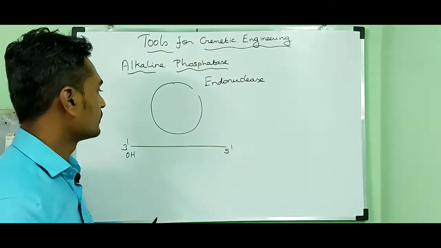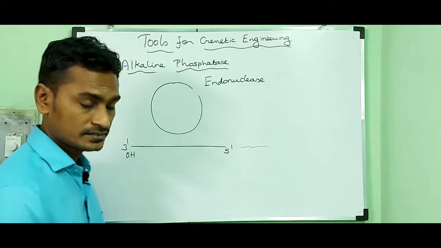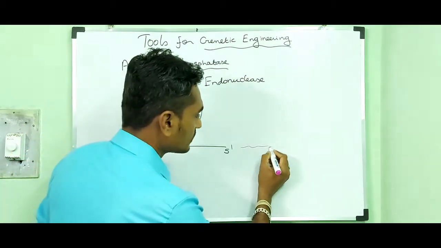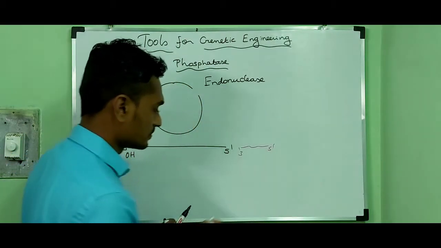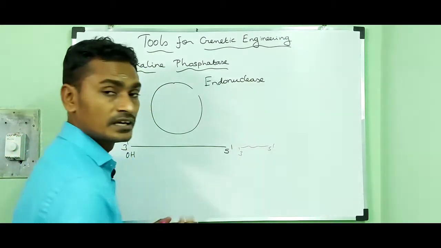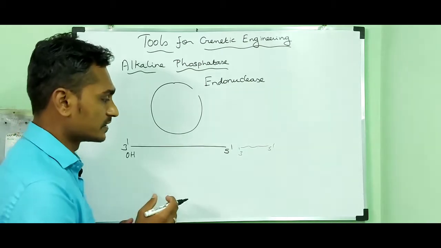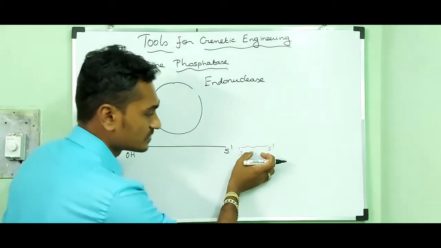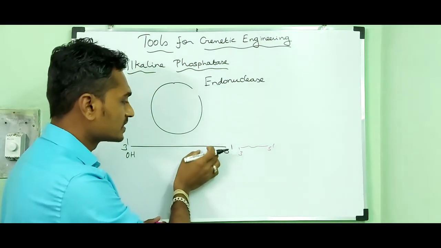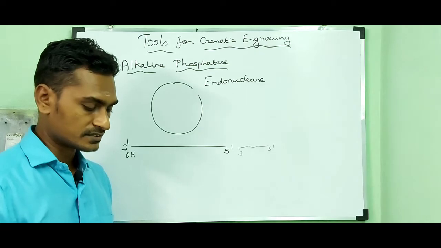Then we can add the gene of interest. So it also contains 5' end and 3' end. Then the gene of interest is ligated by the enzyme DNA ligases. So this gene of interest is ligated with the plasmid with the help of enzyme DNA ligases.